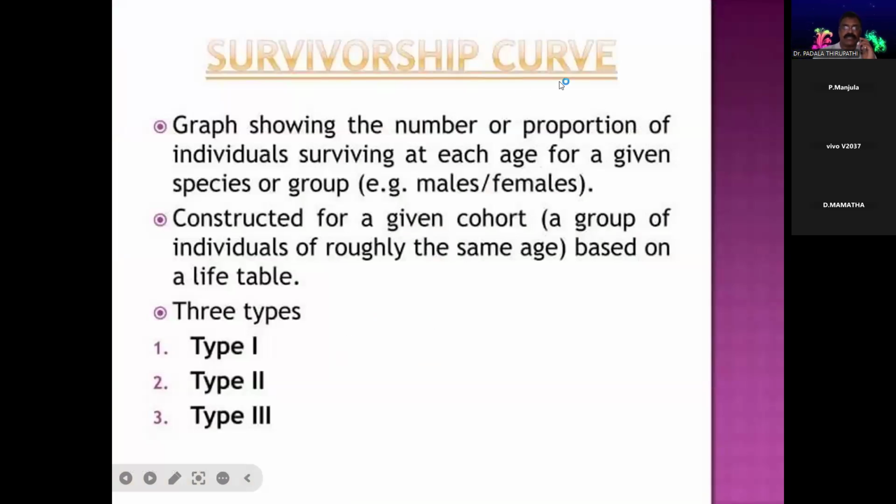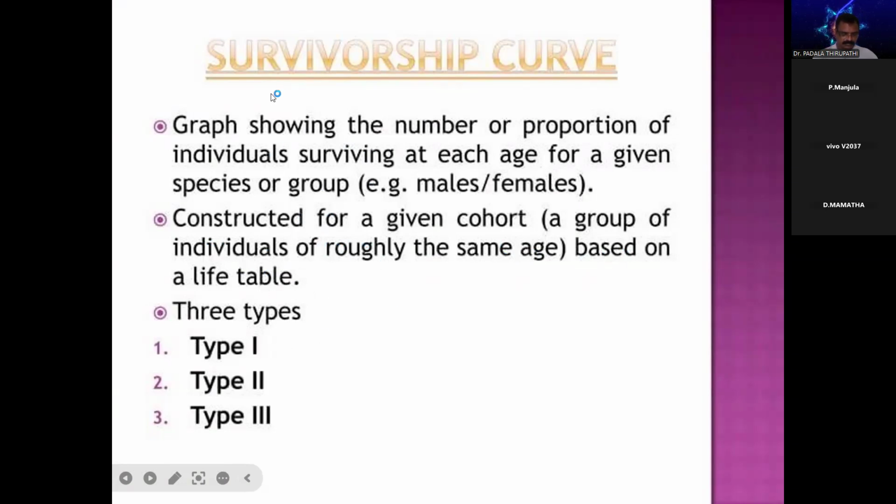So another one is the survivorship curves. It is a graph showing the number or proportion of individuals surviving at each age for a given species or group. It is constructed for a given cohort, that is a group of individuals of roughly the same age. We take the same age group of individuals and, based on the life table only, we can draw this survivorship curve, that is, draw the graph by taking the life table.